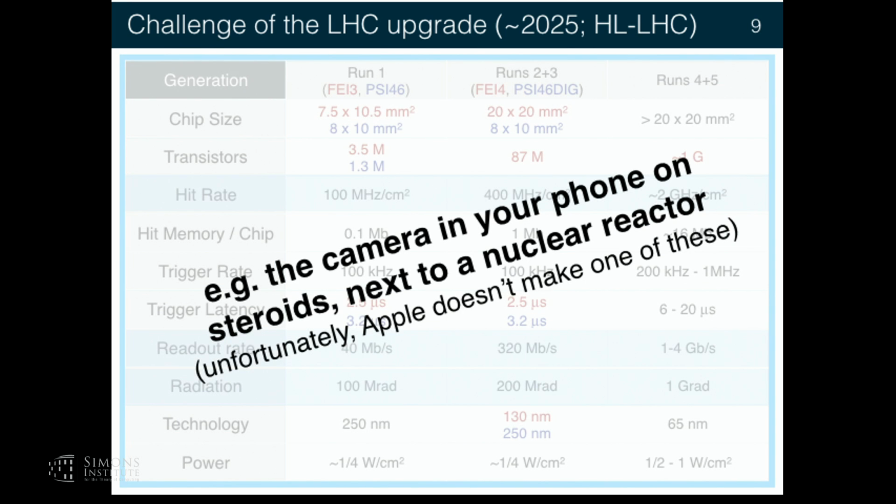But basically, we need to build a lot of custom components because this is like having a super fast camera that also happens to be next to a nuclear reactor. And unfortunately, we don't have any of these from industry, so we have to do it ourselves.